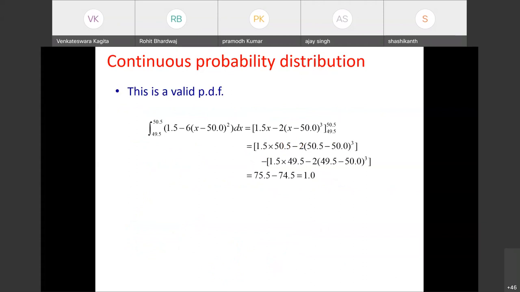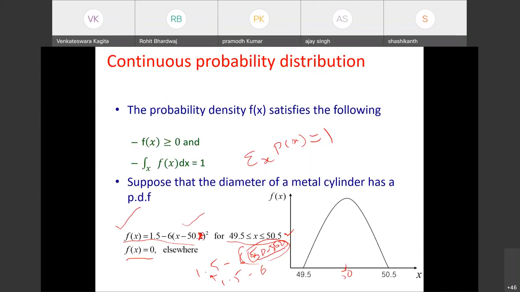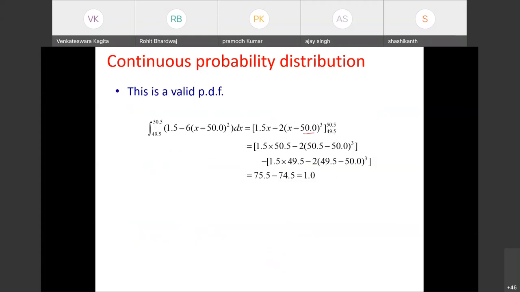So let's see whether this is a valid probability density function or not. Okay, so this is 2 times. All right, no problem. This must be 2. I'm really sorry, there is a little confusion. This is after the integral we have got. So this is 6 only, but this is 50.